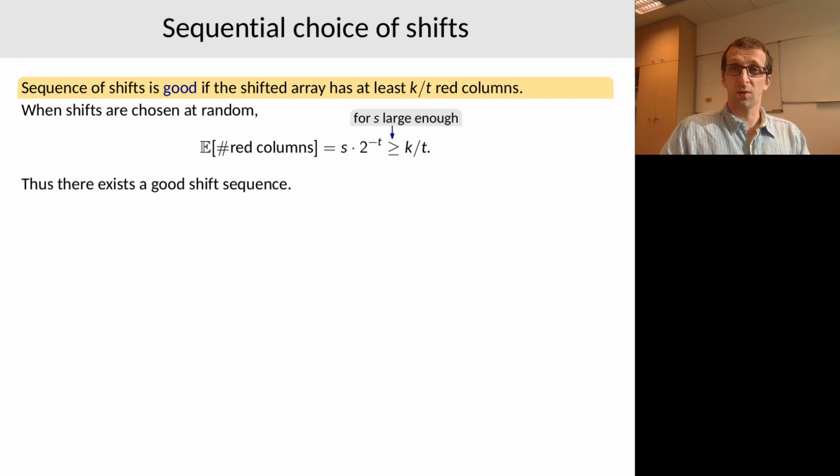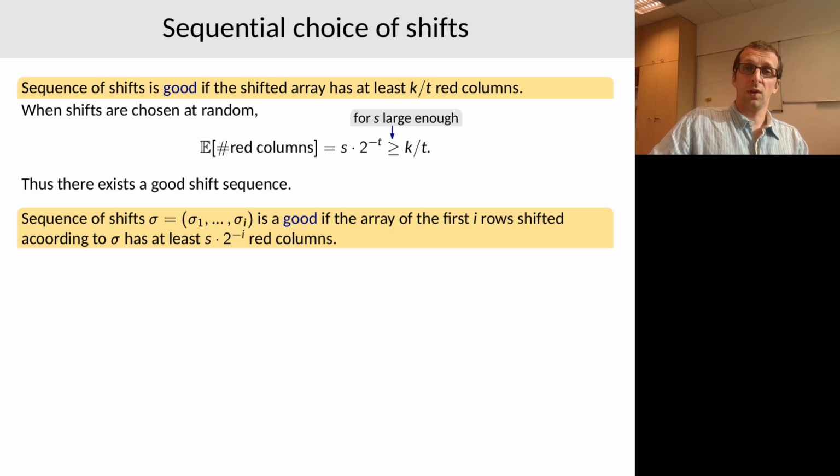For example, for the random coloring, close to half of the shift sequences are good. So in order to tackle pessimistic cases, we generalize the property of being good, and our first generalization addresses prefixes. So again, for a fixed coloring that is consistently dominating, the shift sequence of length i is good, or good so far, if the array of the first i rows, shifted accordingly to the sequence, has at least s times 2 to the minus i red columns.